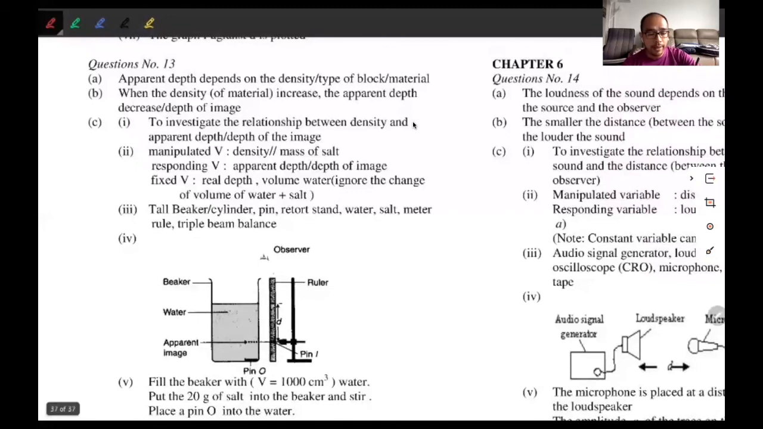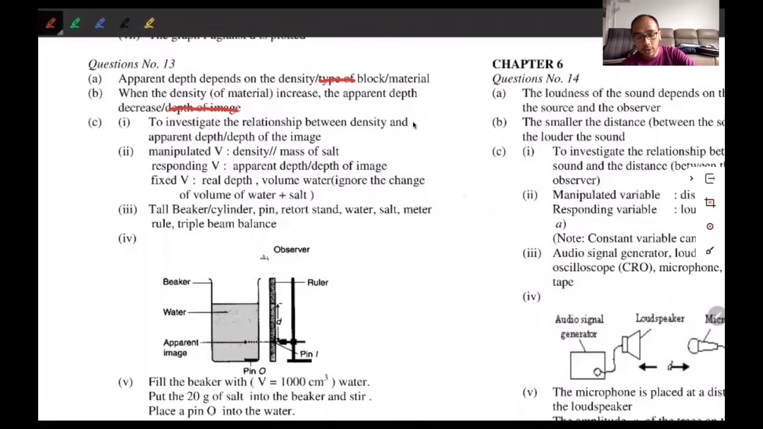So the apparent depth depends on the density of material. Sorry, we don't use the word type of anymore. The apparent depth depends on the density of the material. When you change the material, you change its density, and the apparent depth that you see changes. Now, when the density of the material increases, the apparent depth decreases.